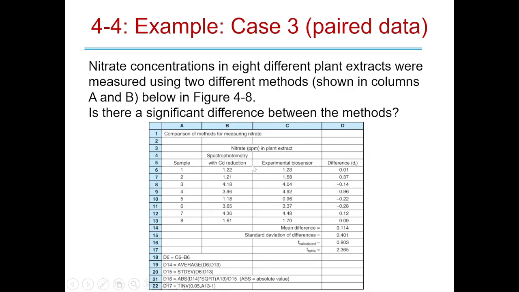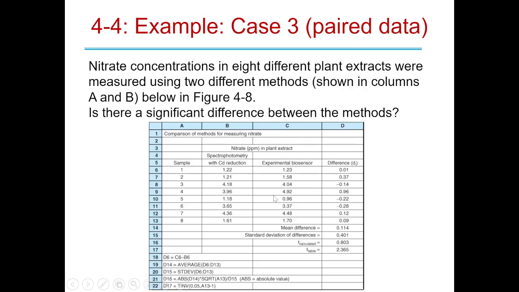So you have a spectrophotometry or spectrometry with a cadmium reduction here. And this one's an experimental biosensor that you usually put in a column or something, and detect it. Usually they work off of electrolysis. Remember the electrolysis stuff we talked about? We'll talk about more later, but yeah. So we're looking for, is there a difference between these two methods, or do they agree?